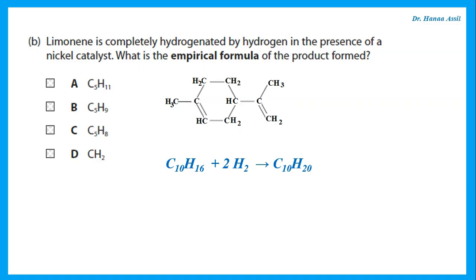What is the empirical formula of that? Of course, empirical formula means the formula showing the simplest ratio. So if I have C10H20, then the simplest ratio or empirical formula is CH2.